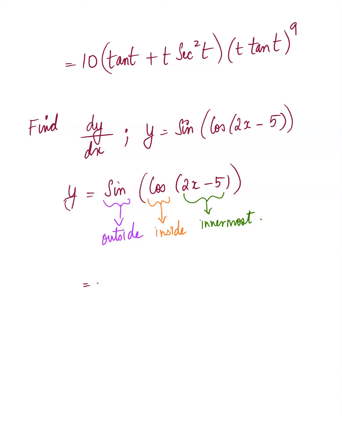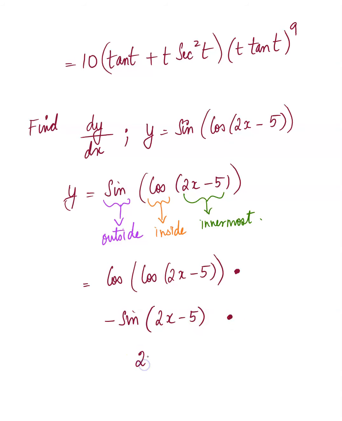Okay, derivative of the outside will be cosine, and then write as you see the rest of it. Okay, times derivative of the inside. So derivative of cosine is negative sine, the rest of the things as you see it, times the innermost, the green, which is 2. Let's quickly make a reference here.